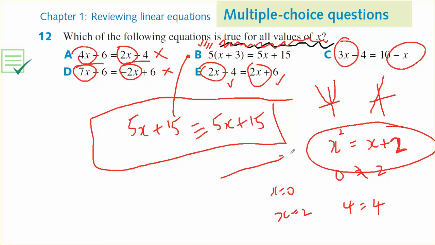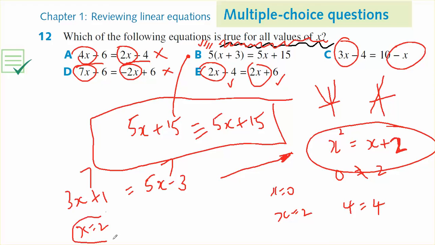Remembering that there can be some situations, for example, 3x plus 1 equals 5x minus 3. They're equal when x equals 2. When x equals 2, that gives 7, and that also gives 7. So for x equals 2, they're equal, but for all the values of x, they're not.